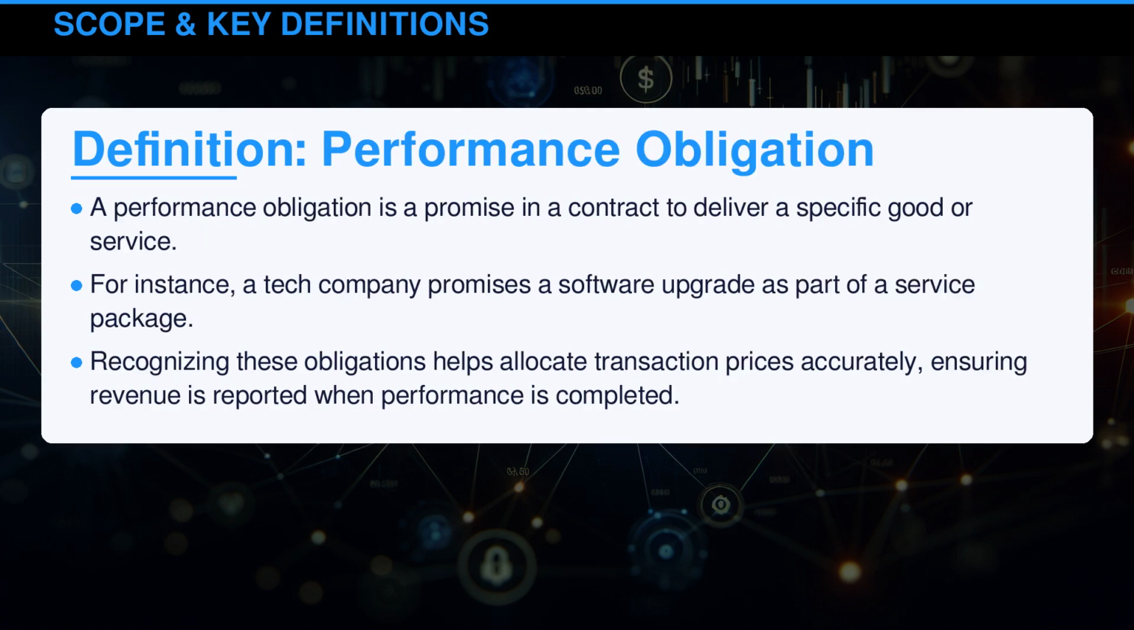A performance obligation is a promise in a contract to deliver a specific good or service. For instance, a tech company promises a software upgrade as part of a service package. Recognizing these obligations helps allocate transaction prices accurately, ensuring revenue is reported when performance is completed.